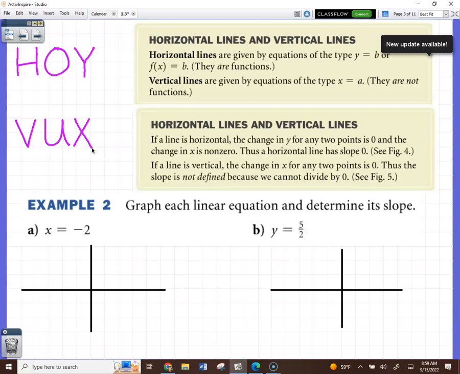You probably can see where this is going. It stands for, I'll write it straight down. Horizontal lines have a zero slope, and the equation of the line is always y equals the y-intercept every time.